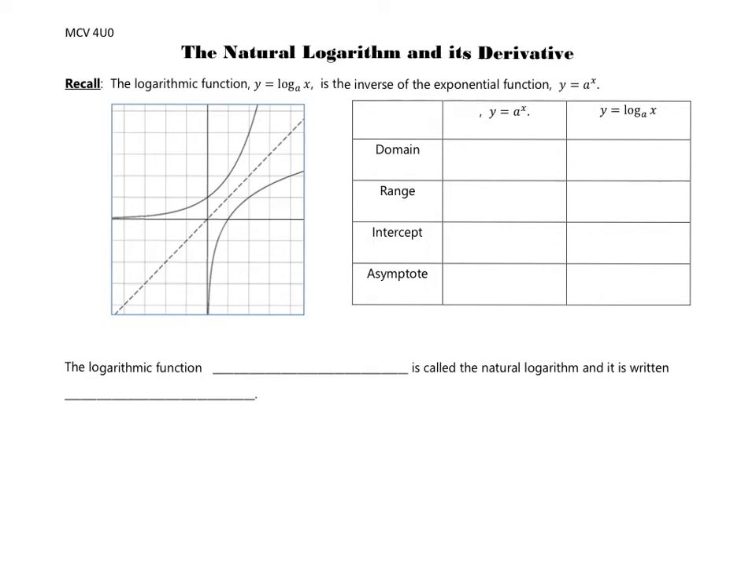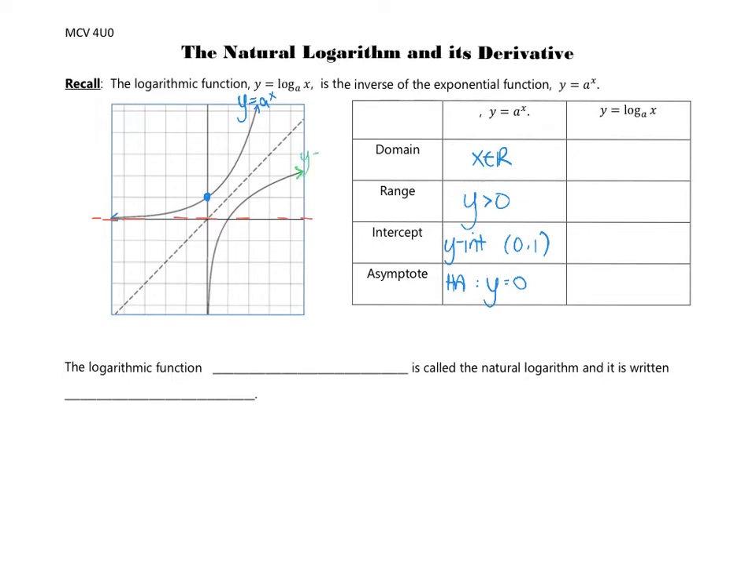First things first, hopefully you remember that this is your exponential function. Properties of it: its domain is all real numbers, its range is everything greater than 0, it has a y-intercept at (0, 1), and it has a horizontal asymptote at y equals 0. You learned about that one a while ago. And then we added the logarithmic function.